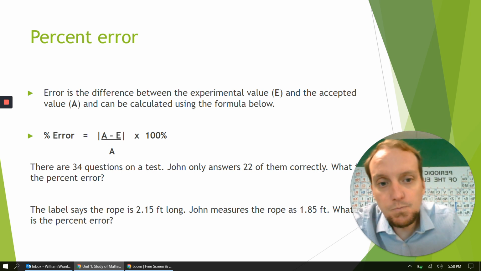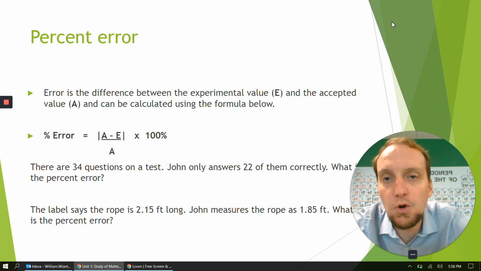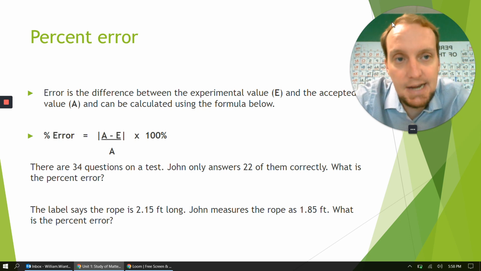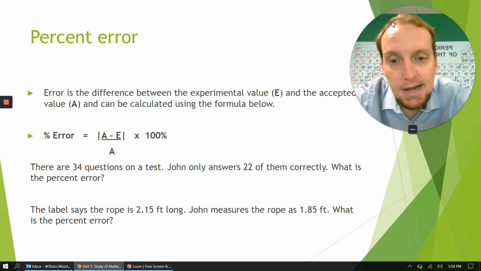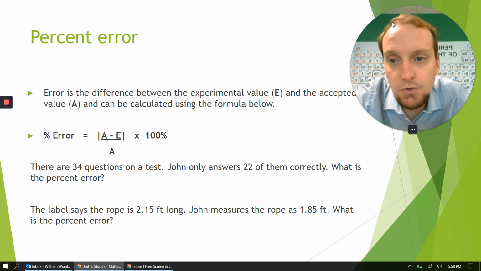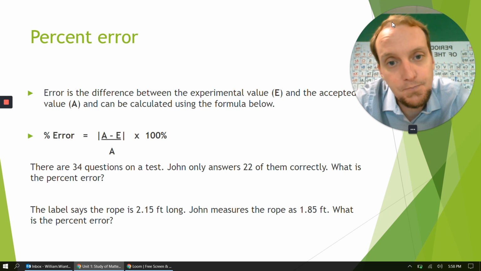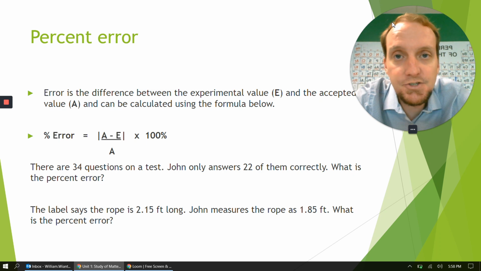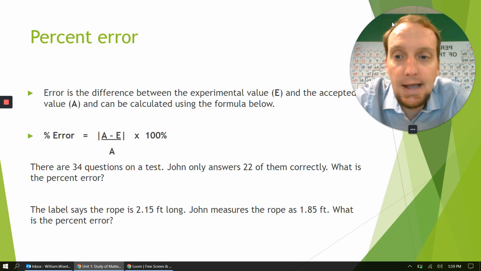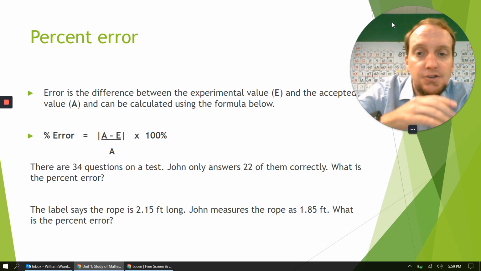So in this particular question here, it says there are 34 questions on a test. John has only answered 22 of them correctly. So what's his percent error? Not his grade, his percent error. So there's 34 questions. Again, that is the accepted value. There's no debating that. His experimental value is the 22 questions that he answered correctly. So we would take 34 minus 22, divide that number by 34, the accepted. That's going to give us a decimal, multiply by 100, and that would give us our actual percent error to show how far John is off from 100.